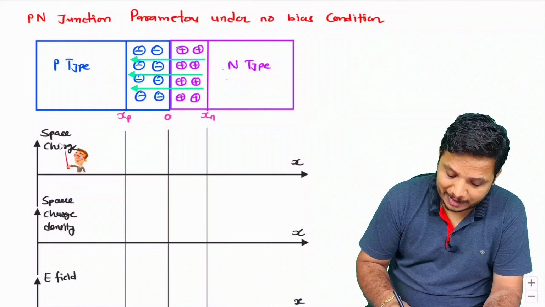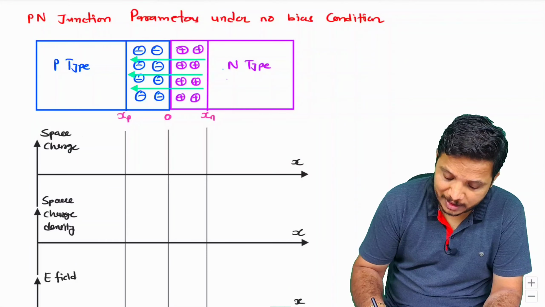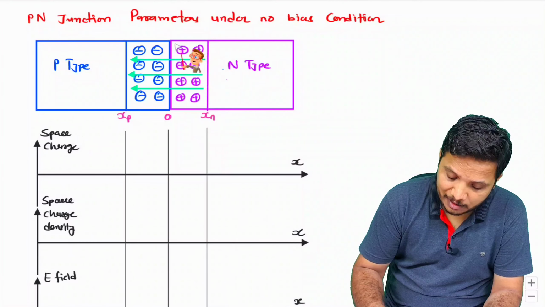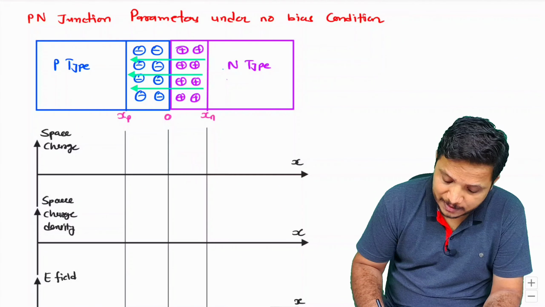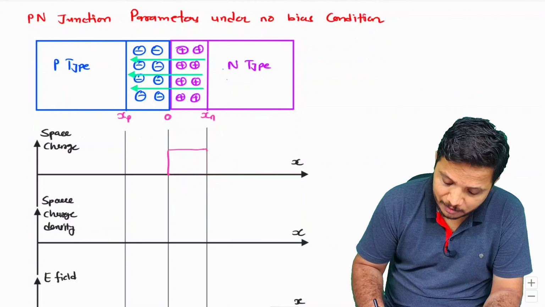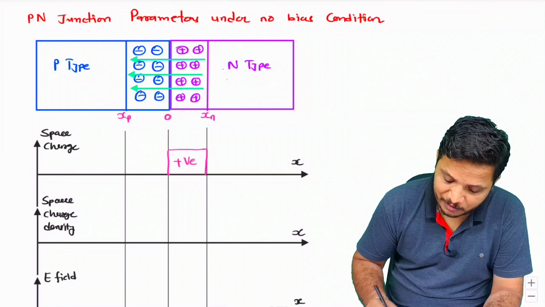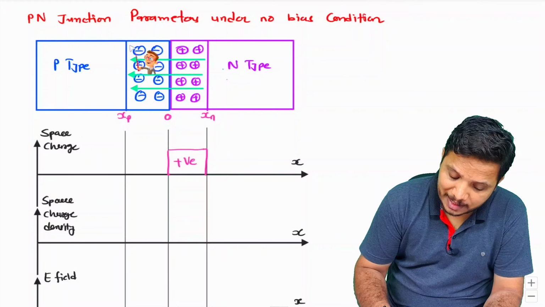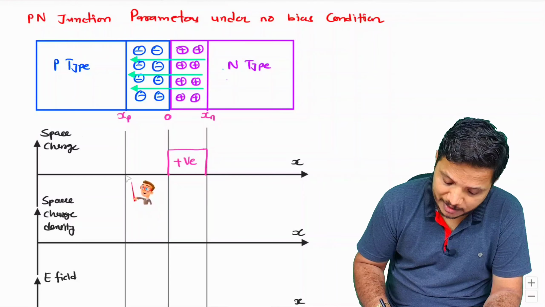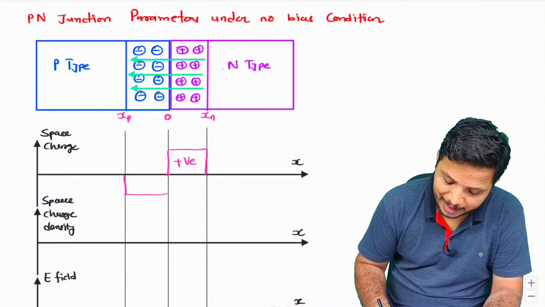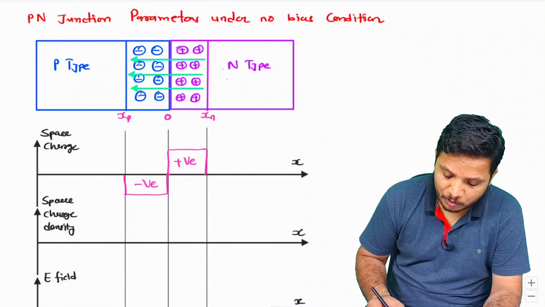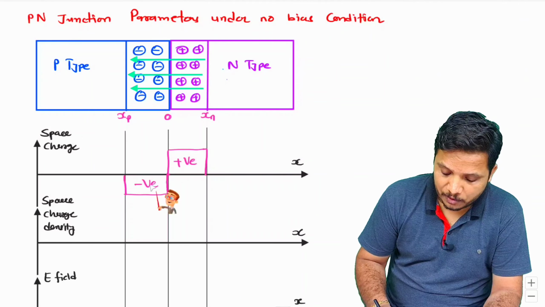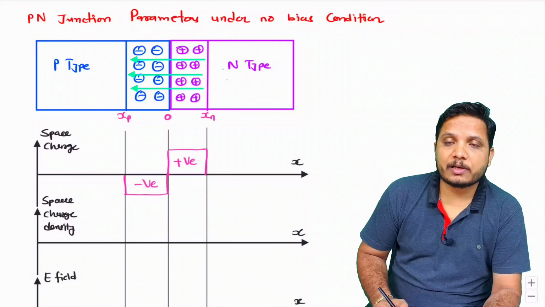Right. Now let us see what space charge is. In this region at the side of N-type, there are positive ions, so obviously the space charge will be positive. Here there will be positive space charge. Now at the side of the P-type material, there are negative ions, so obviously here there will be negative space charge. Right. Now how do we calculate the total space charge?